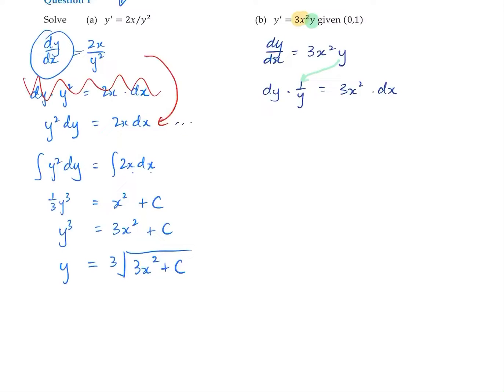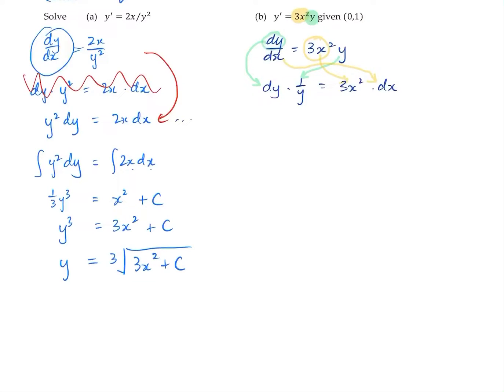The y has come over here and been a 1 on y, and the dy was in the numerator, so that's fine. And then the dx makes its way over here. We've sort of multiplied by dx, and the 3x squared didn't have to go anywhere. The dy didn't go anywhere. But this y did have to go somewhere, so it became 1 over y, and this 1 on dx, if you like, crossed the equals bridge and became dx.